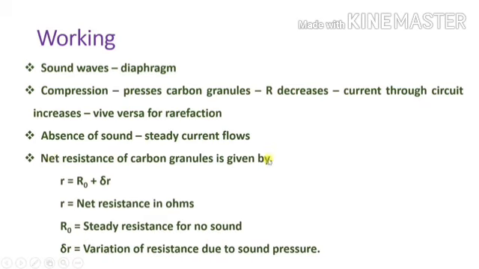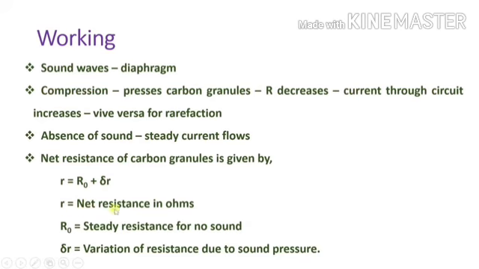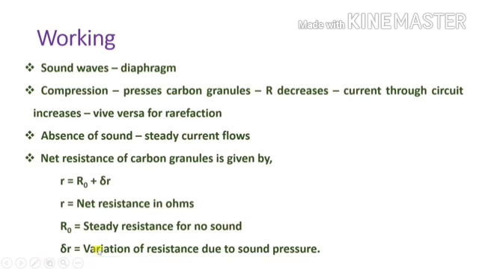Now net resistance of carbon granules, that is small r, is equal to R0 plus delta R, where small r is net resistance, R0 is steady resistance for no sound, and delta R is variation of resistance due to sound pressure. So this delta R is based on carbon granules which will change resistance with respect to sound pressure. So this is how it is working.